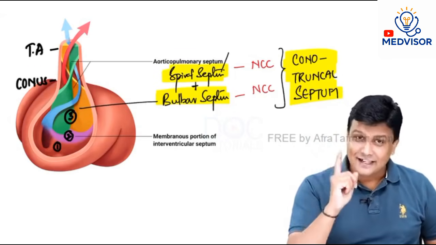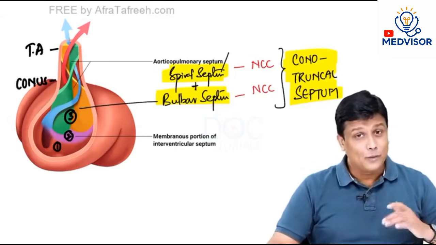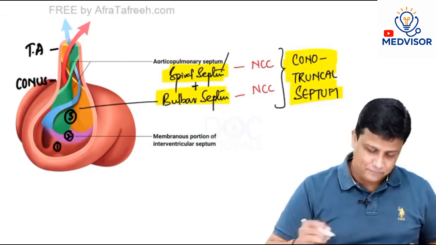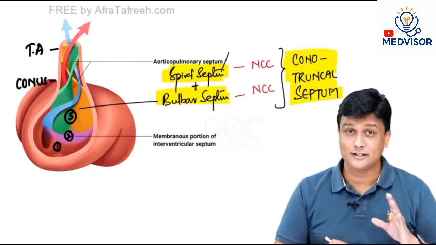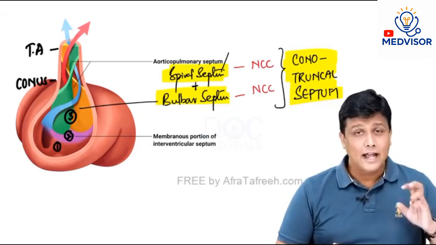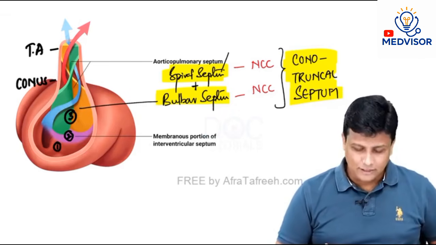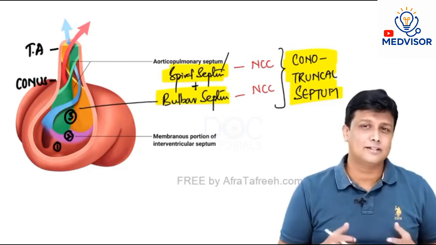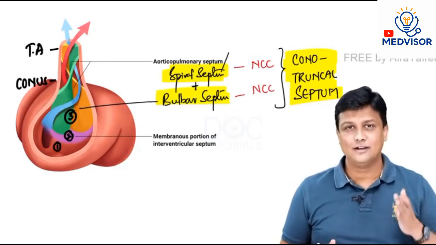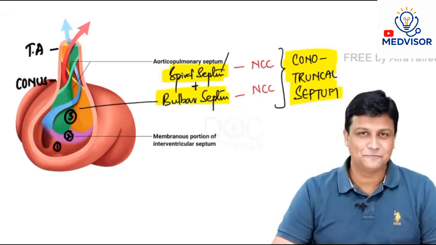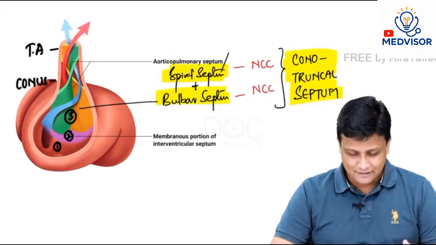Awesome. That's the reason why, my dear friends, one more thing that we can do here, we can integrate our anatomy with the clinical application here. If there is any problem in the neural crest cells, that is going to have abnormality in the spiral septum, and not only that, it will also have the abnormality in the bulbar septum. And the bulbar septum is actually a part of your interventricular septum, leading to ventricular septal defects, VSD. VSDs, guys. That's all.